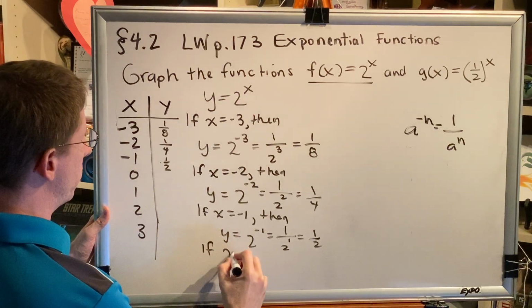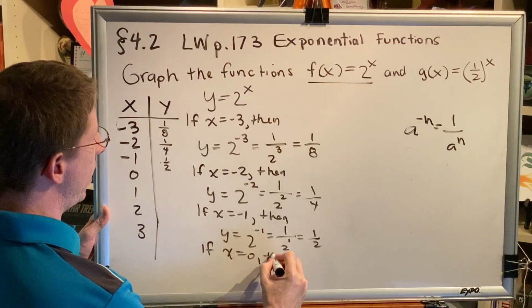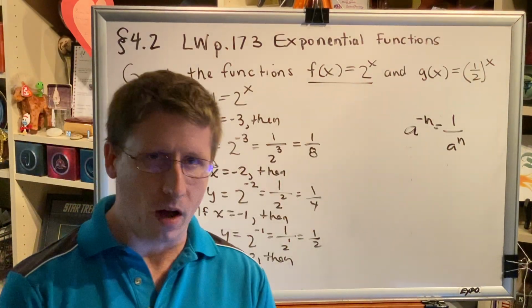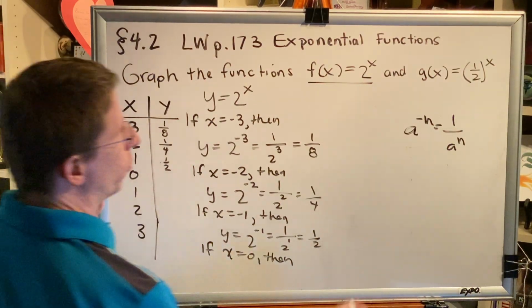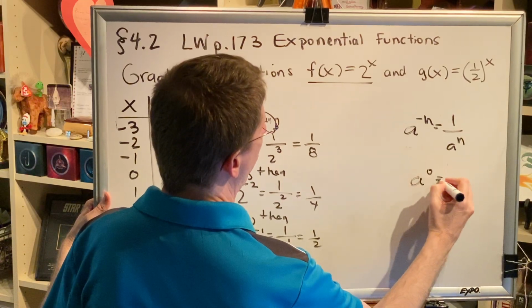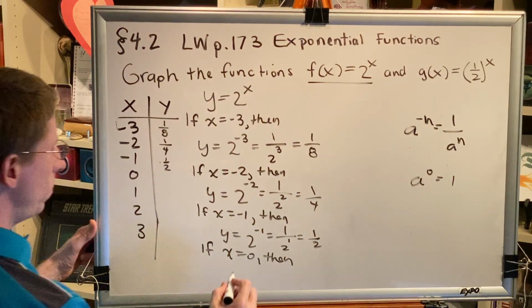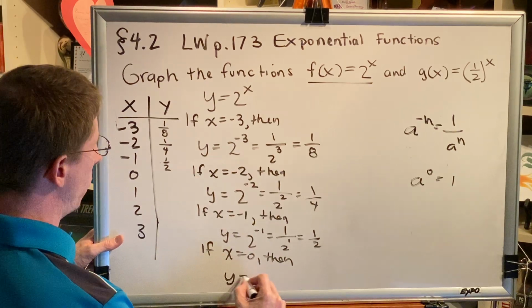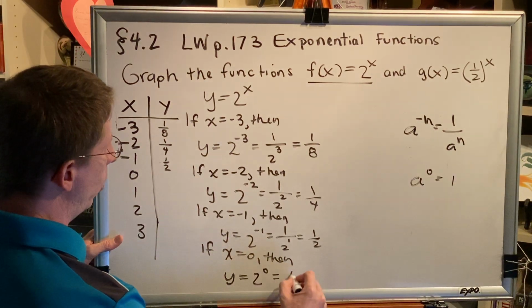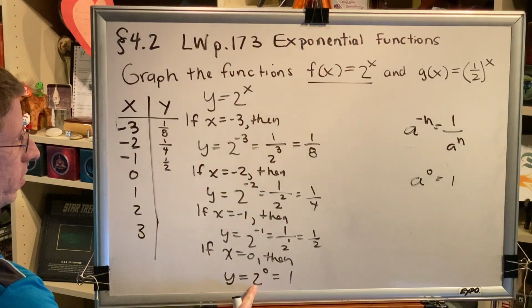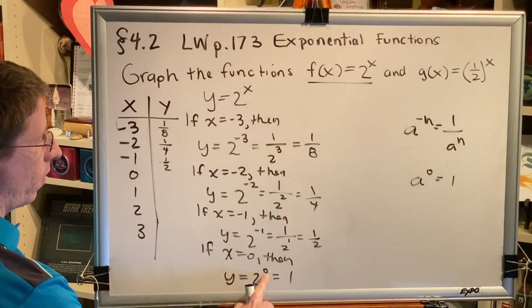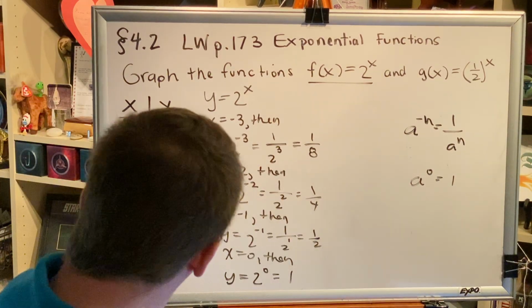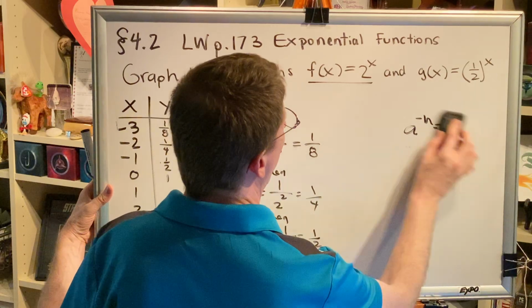If x equals 0. This one is tricky, and the underprepared student will make a mistake here. I don't want any of you to be the underprepared student, so remember this rule. A to the 0 power equals 1. Okay, let's apply the rule. So if x equals 0, then y equals 2 to the 0 power, which is 1. Any non-zero number raised to the 0 power gives you 1. All right, we're just a little bit beyond the halfway mark now.